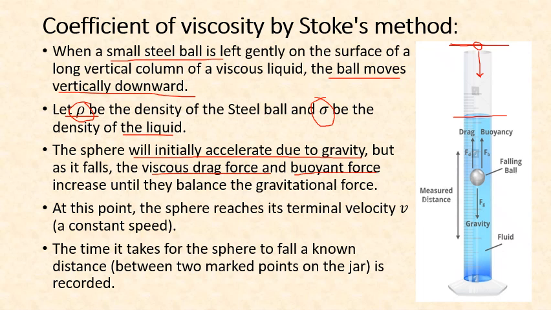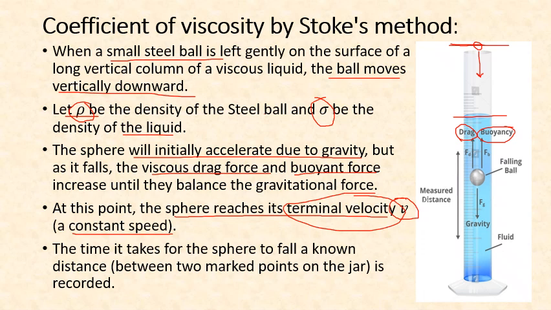At this point, the sphere reaches its terminal velocity. That is, as the steel ball passes through the liquid, it will be accelerating due to gravity, but this acceleration will be countered by the drag force of the viscous forces of the liquid and also the buoyancy force. Thus, by balancing these forces, the steel ball achieves a constant speed. This constant speed is termed as terminal velocity, given by v.